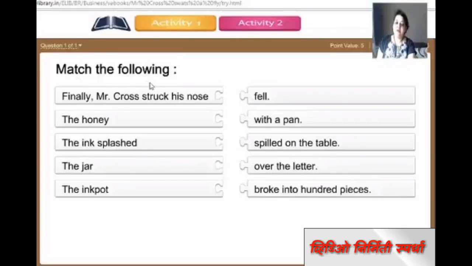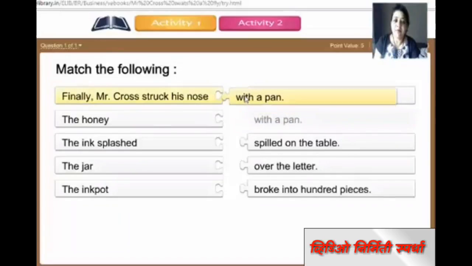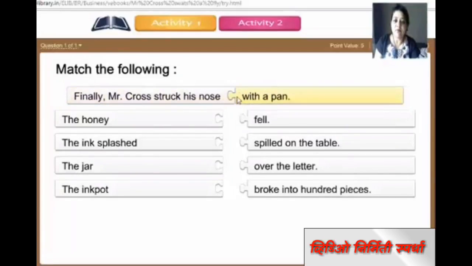Match the following. So we have to read first of all this sentence. The first sentence is, finally Mr. Cross struck his nose. The honey, the ink splashed, the jar and the ink pot. Okay, we have to match all these 5 sentences with the correct answer. So what happened? Finally Mr. Cross struck his nose with a pan. Very good. So we have to match this like this.